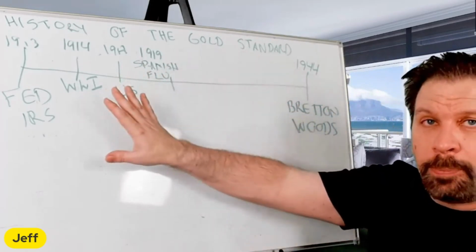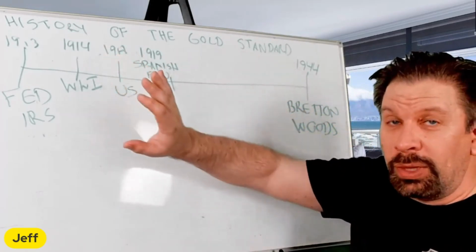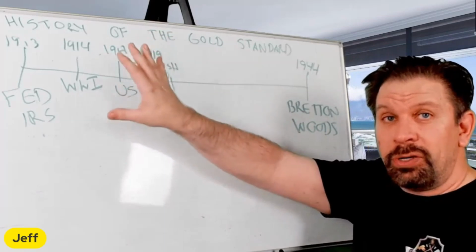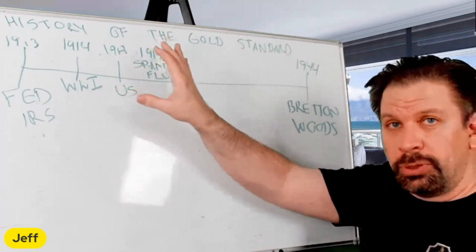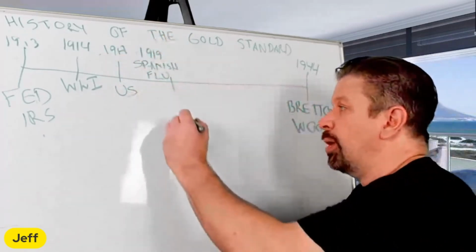So World War I happened. A lot of the banks went bankrupt or were on the verge of collapse in Europe. So that led to the Weimar Republic in the 20s.